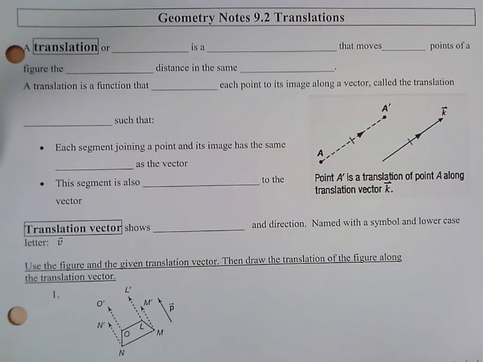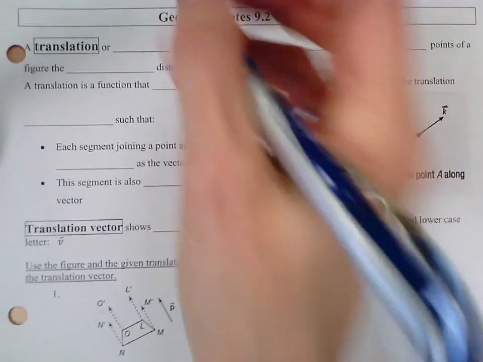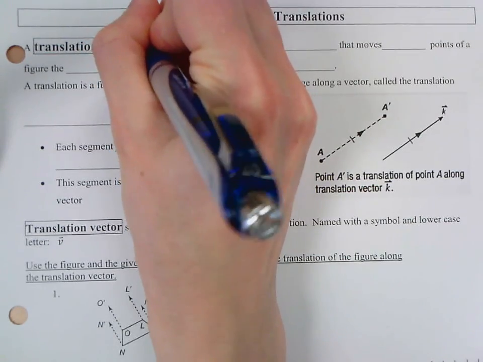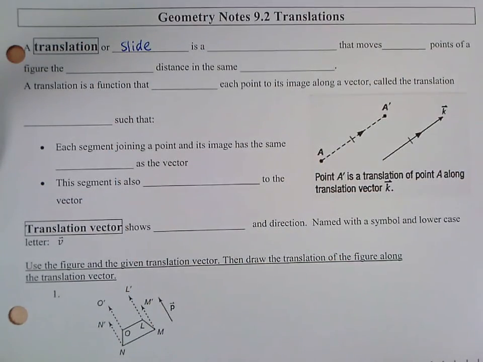Anyone remember what from Friday I had said what a translation was? Jocelyn? Yep, it's a shift, or you're moving it. So actually, another way they describe it is as a translation, or sometimes they're called a slide or a shift. So you're just moving it to a different place. You're not reflecting it, you're not turning it or rotating it at all. It's just being moved either up, down, left, or right, or a combination of the two.